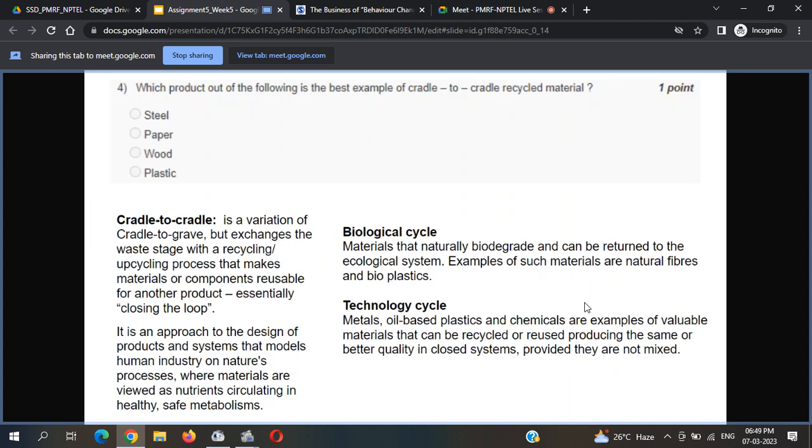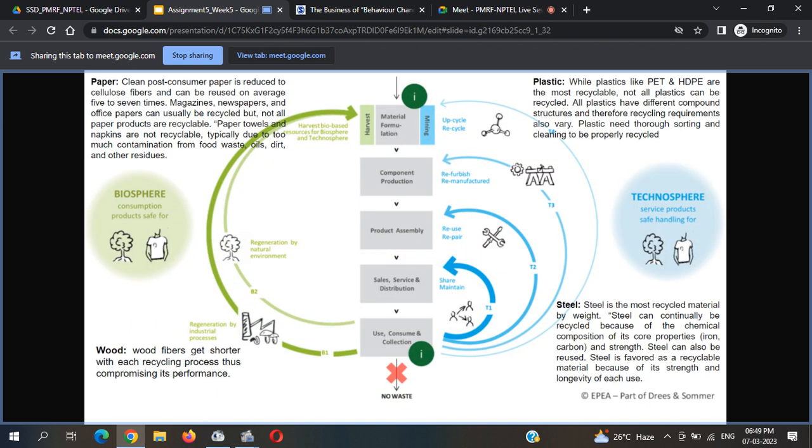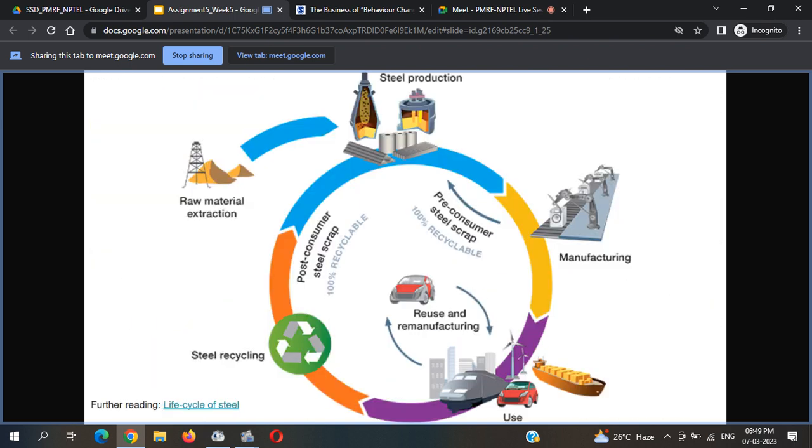So I hope this question is clear to you, and it is clear that steel is the product which is the best example to fit the cradle to cradle recycling of material. I hope it's clear. We'll now move on to the next question.